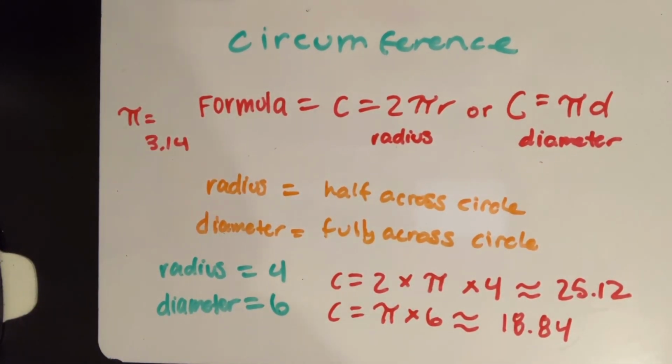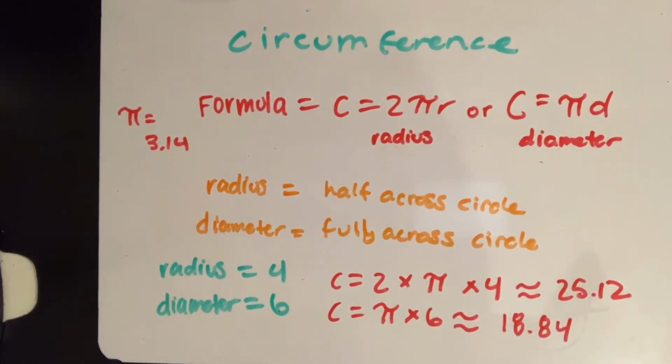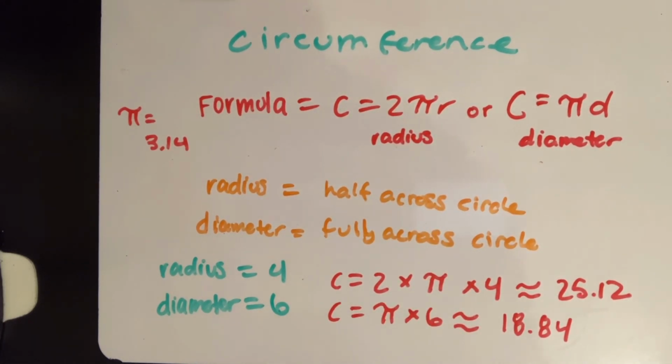A different type of perimeter is known as circumference. Circumference is a type of perimeter only used on circles. The formula for circumference is C equals 2 times pi times r. R stands for radius. You use this formula when only given the radius in your equation. Or C equals pi times d. D stands for diameter. You'll only use this formula when given the diameter in your equation. We'll be using pi as 3.14.